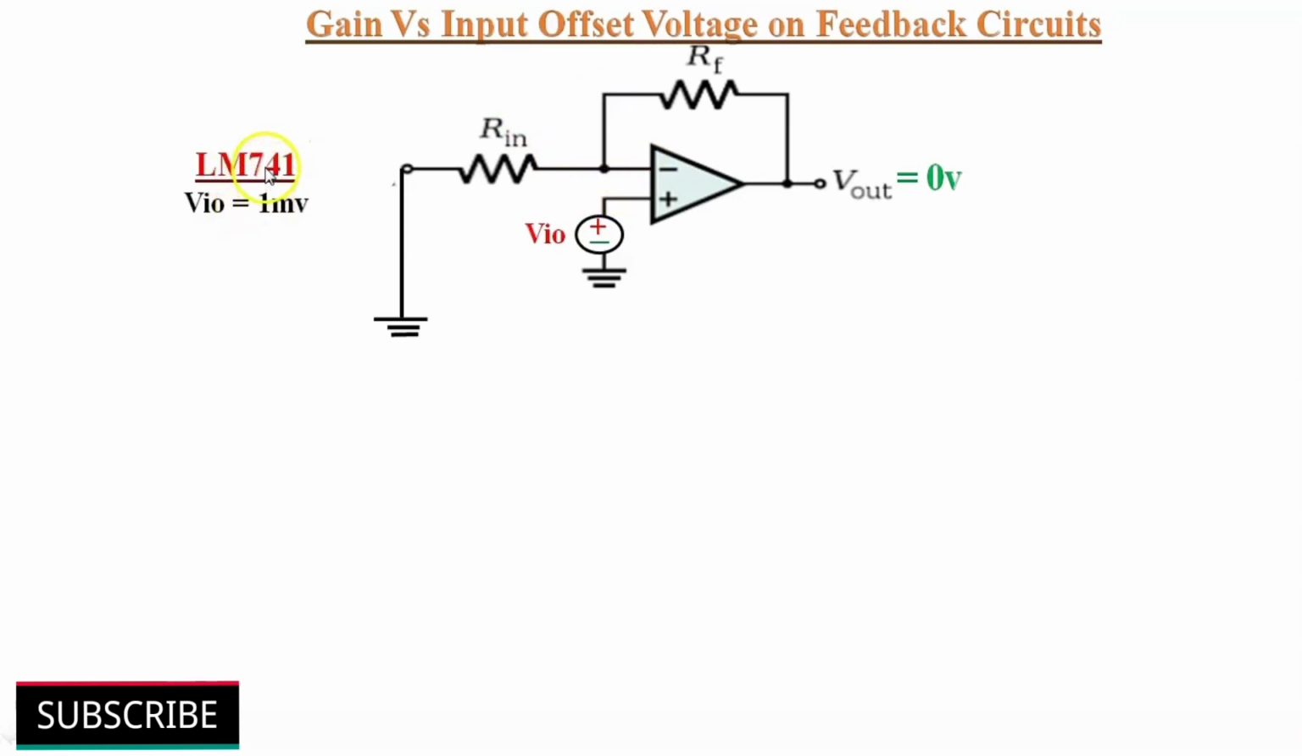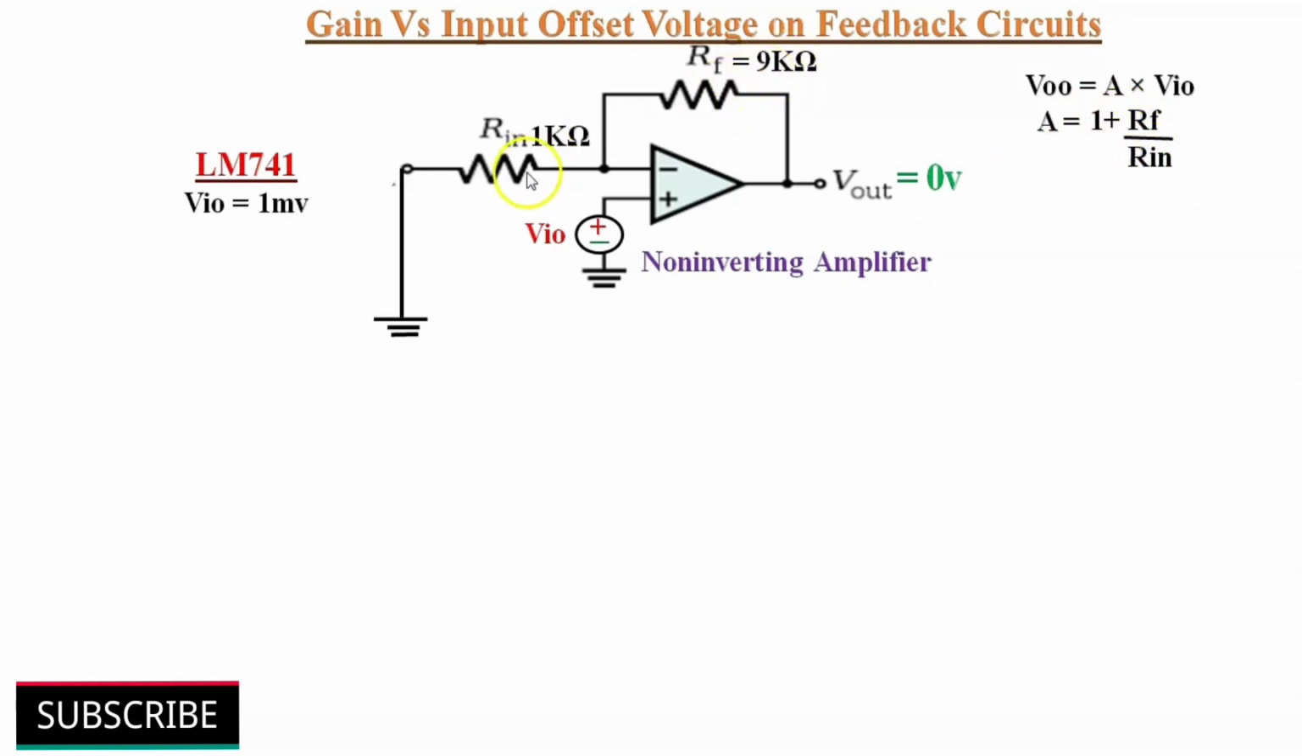Let's take an LM741 op-amp and configure it as a non-inverting amplifier. The typical value of input offset voltage of LM741 is 1 millivolt. To make Vout 0 volt. As we know, output offset voltage is equal to gain times input offset voltage. Here the formula for non-inverting gain, A is equal to 1 plus Rf by Rin. Suppose Rf is equal to 9 kilo ohm, Rin is equal to 1 kilo ohm, then the gain is equal to 1 plus 9 kilo ohm by 1 kilo ohm. That gives a value of 10 as the gain of this non-inverting amplifier.